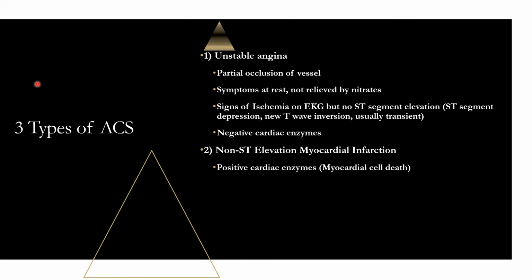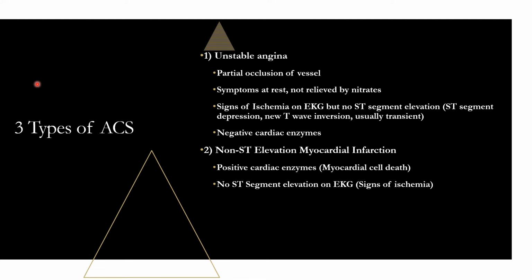So the only difference between unstable angina and an NSTEMI is that the cardiac enzymes are positive. So these patients have positive troponin. So positive cardiac enzymes, meaning these patients have myocardial cell death. So the compromised blood flow to the myocardium in these patients is severe enough that there's subsequent myocardial injury. And that's the difference between an NSTEMI and unstable angina. The unstable angina patients have not yet had any myocardial injury. That's why their enzymes are not positive. But in an NSTEMI, you're going to have positive cardiac enzymes.